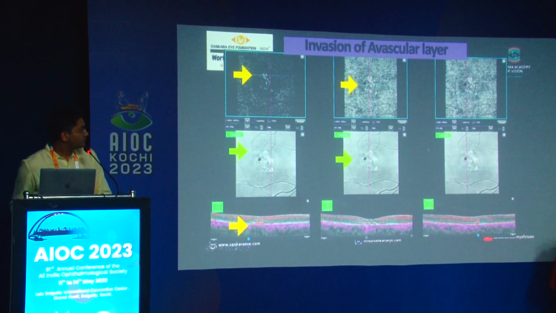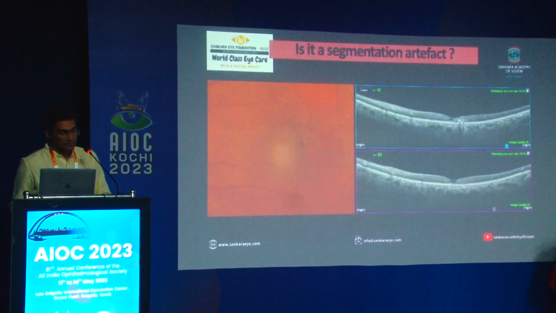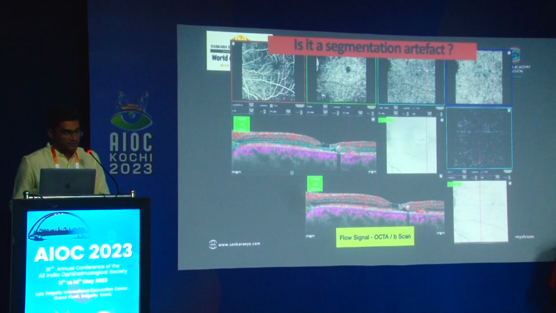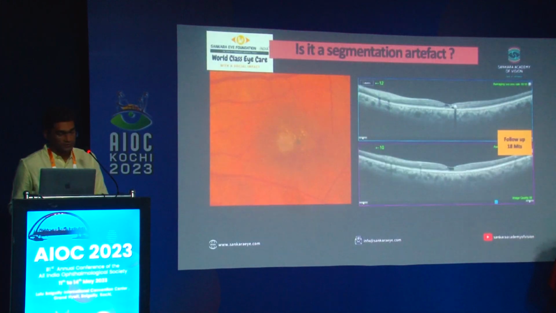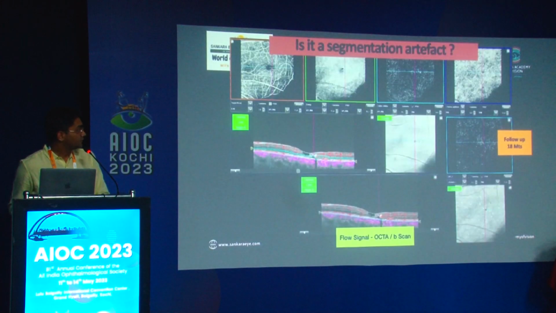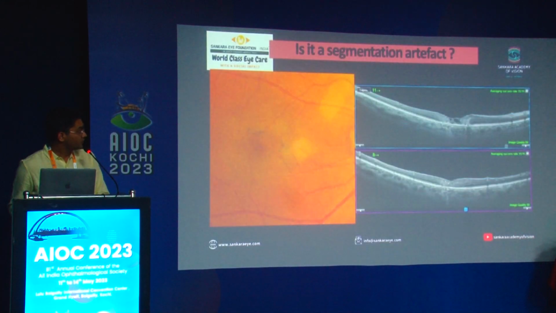This is the same image showing a completely different lesion, or the same lesion which is sub-RPE and later on showing up. Sometimes we feel these are segmentation artifacts, but if we do an OCTA and look at the B-scan signals, it shows high signal intensities in those cases. Is this an artifact, because it is showing some flow within itself? So what to do for these cases? It's just to keep following them up.